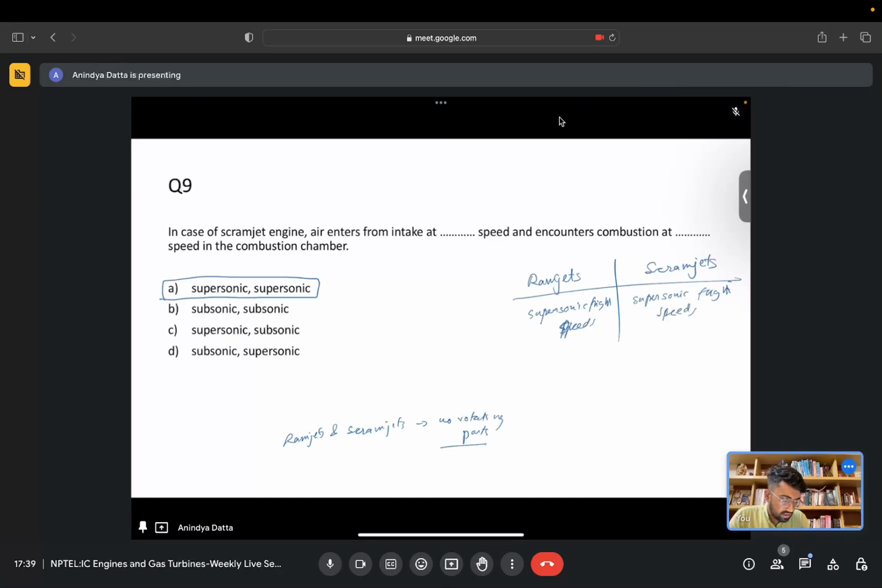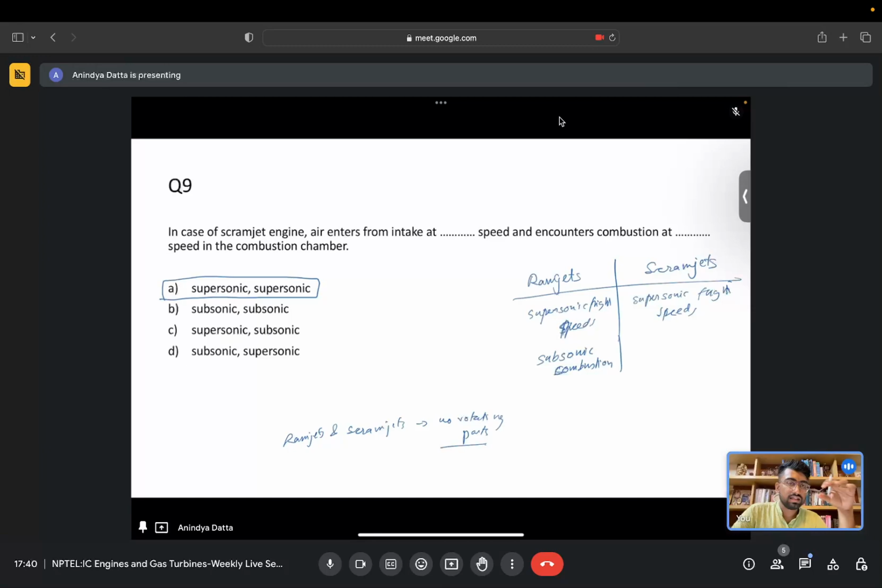Okay, but in a ramjet the combustion happens at subsonic speed. So what happens is that the flight velocity is supersonic, which means the flow is entering the engine at supersonic speed. But after that, the air compresses, its pressure rises, its velocity reduces, and the flow becomes subsonic when it goes through the combustion chamber. So in the combustion chamber of a ramjet engine, the flow is subsonic.